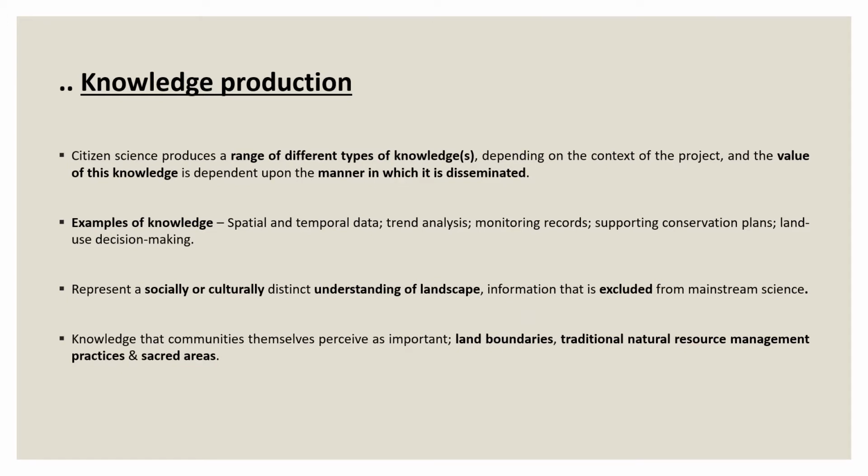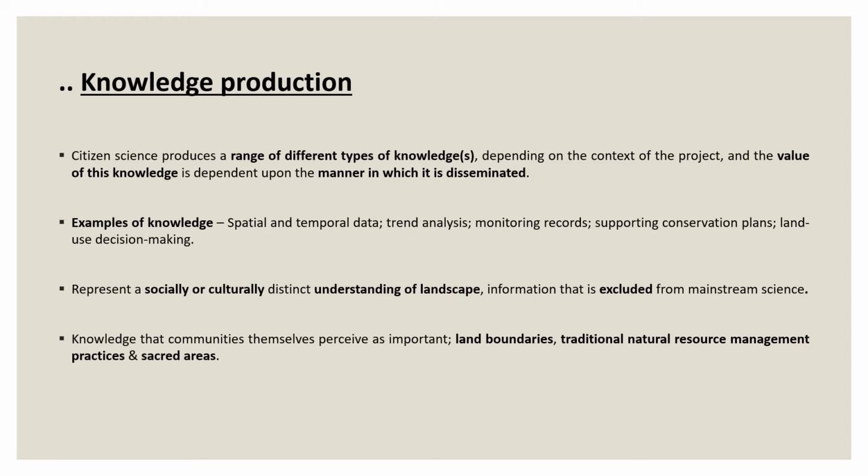Firstly, regarding knowledge production, citizen science is seen to produce a range of different forms of knowledge. The specific type and value of citizen science knowledge is dependent upon the project in question, as well as the manner in which the knowledge is disseminated. As was made clear when exemplifying the different types of citizen science projects that exist, produced knowledge can include spatial and temporal data, as well as trend analysis and monitoring records. In turn, such information and data can be used to support conservation plans, as well as influencing land use and marine planning decision-making. Importantly, citizen science knowledge can also represent socially or culturally distinct understandings of landscape.